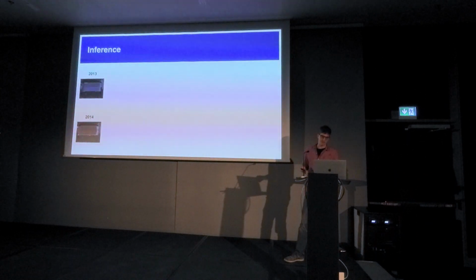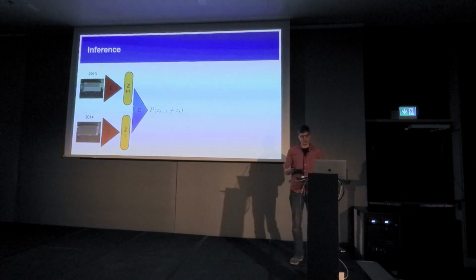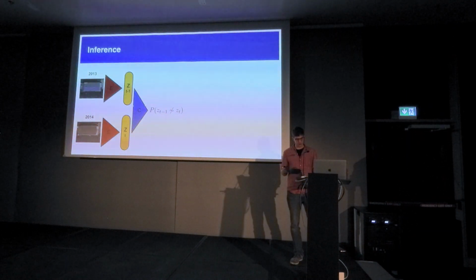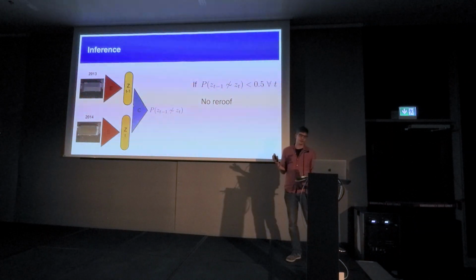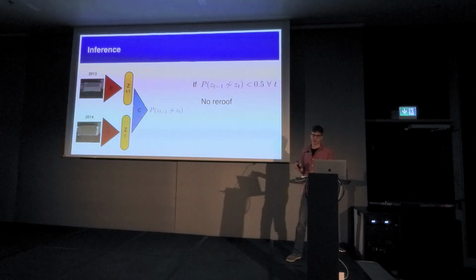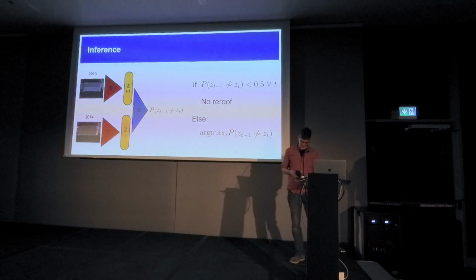And so at inference time, we take two consecutive images, we encode both of them into latent vectors, and then we classify whether or not we thought the roof had been replaced from image 1 to image 2. We do this for all the years in our sequence, and if the probability is less than 0.5, we say, okay, the roof wasn't replaced, so it's probably older than the oldest image in our data set. Otherwise, we take the pair that maximizes that probability.